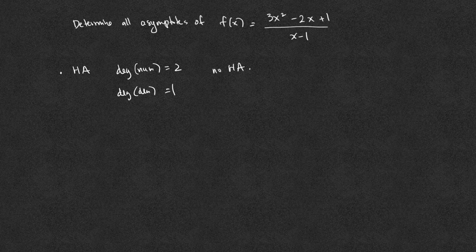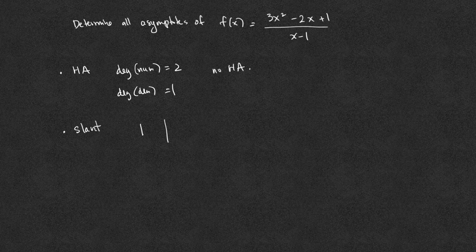But if the degree in the numerator is 1 more than the degree in the denominator, then we will have a slant asymptote. To determine the equation for the slant asymptote, we will need to perform either long division or synthetic division. In this case, the divisor, or the denominator, is a binomial of the form x minus k, where k is 1. So we will perform the synthetic division.